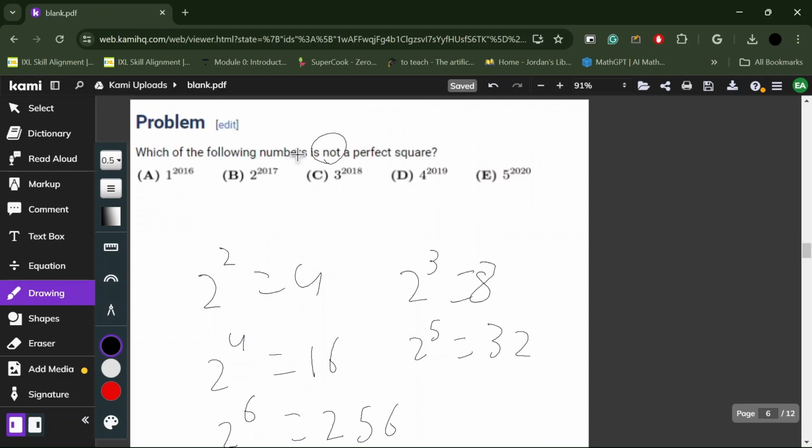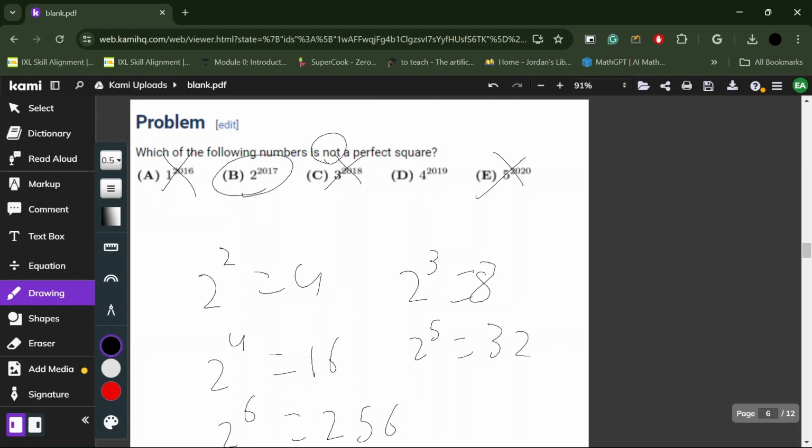Therefore, we can try to find the numbers that have odd exponents. Okay? So this is even, can't be that one. Even, even. So now we're stuck between B and D, and they're both odd exponents. But it's B because 4 is a perfect square, so it's not going to work. It's still going to be a perfect square.